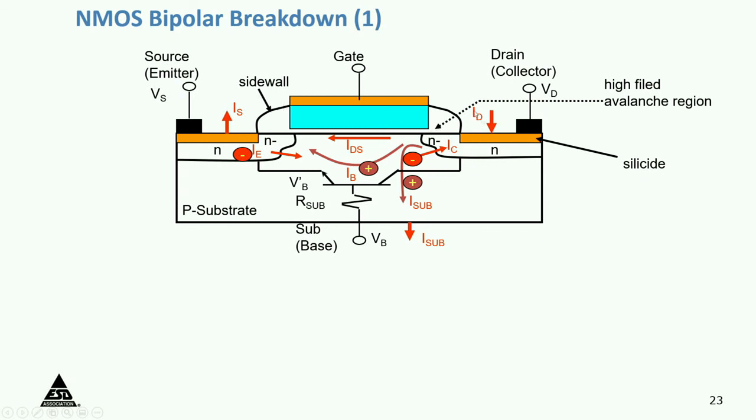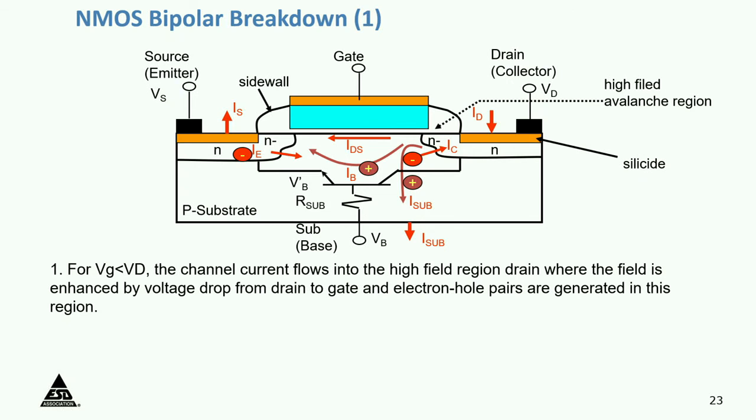Here is the drain of the device, here is the source, here is the substrate. The first thing that happens is, when the gate voltage is less than the drain voltage, the channel current flows into the high field region in the drain, where the field is enhanced by the voltage drop from drain to gate. What this does is generate electron-hole pairs. This is the impact ionization that is taking place.